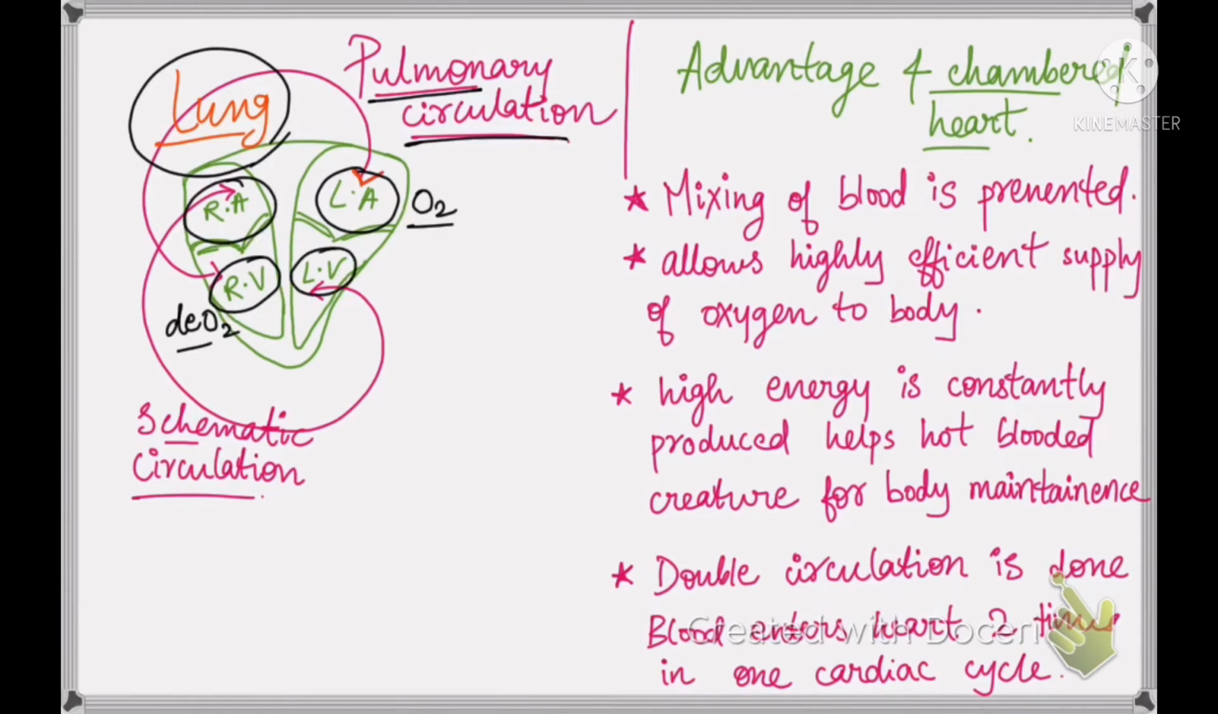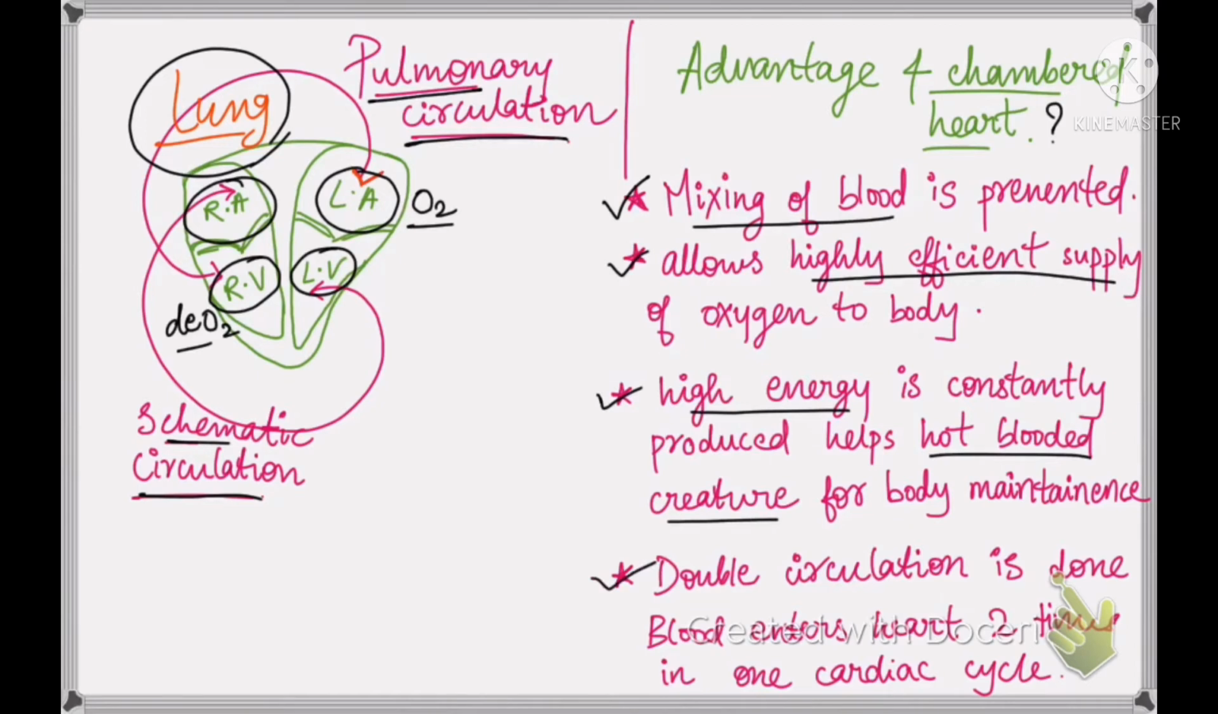And now we have one more part left. What is the advantage of having a four-chambered heart? So we had discussed one of its advantages at the starting, but there are many others, so we'll discuss it right now. Firstly, it prevents mixing of blood. And then secondly, it allows highly efficient supply of oxygen to all the body parts. And thirdly, by it, high energy is constantly getting produced, which helps the hot-blooded creatures maintain their body. And an advantage of having a four-chambered heart is also that double circulation is done.